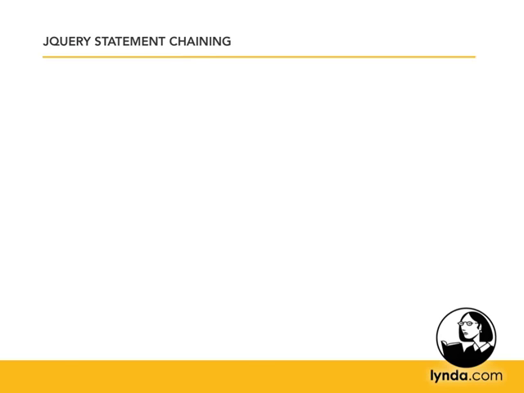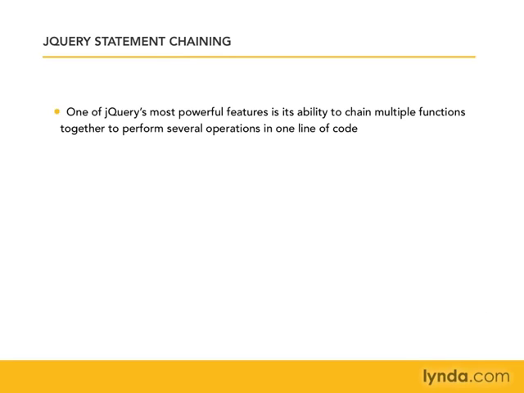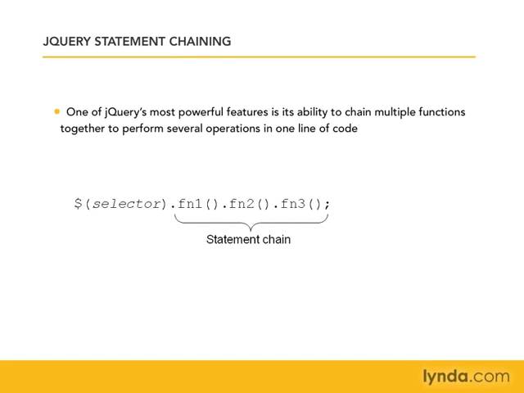We're getting to the point in the course now where we're going to start doing some much more powerful jQuery coding. And before we do that, I want to point out one of jQuery's most powerful features, and that is its ability to chain multiple functions together. And this basically allows you to perform several operations in just one line of code. In jQuery terminology, this is called statement chaining.